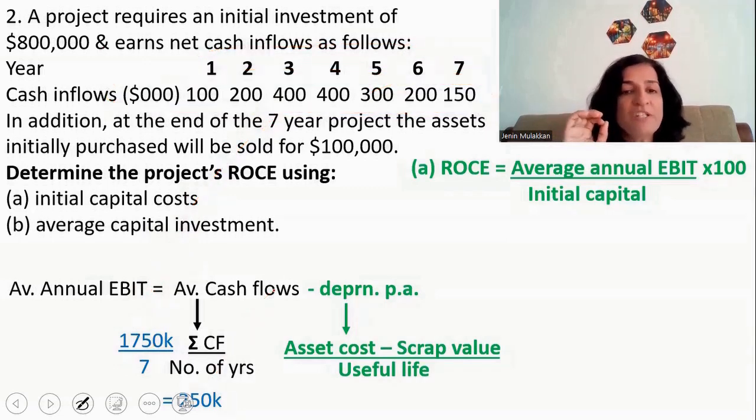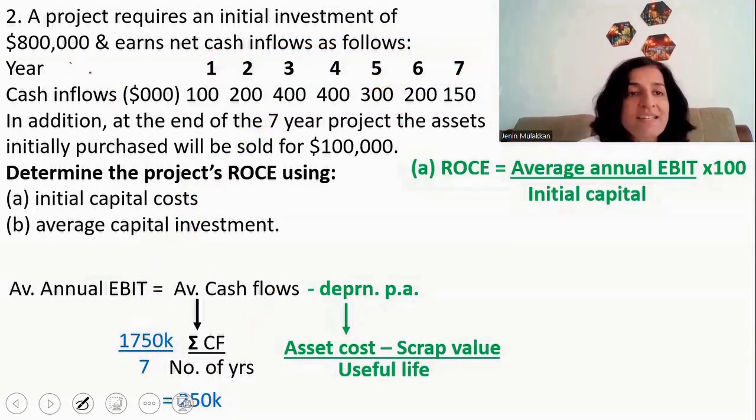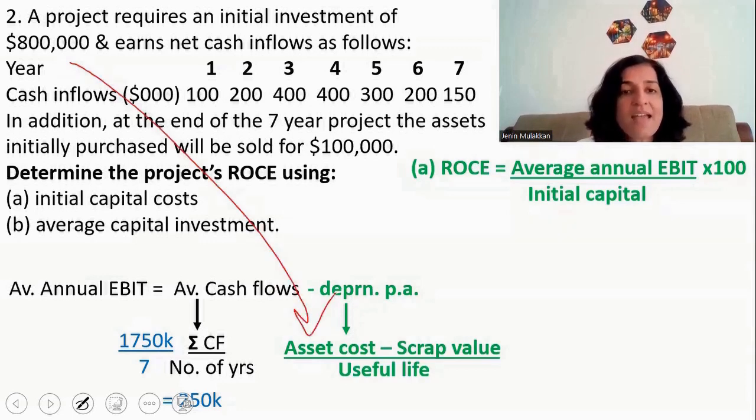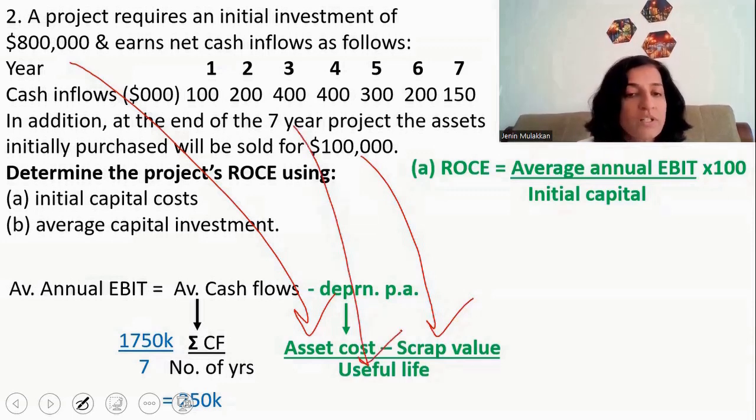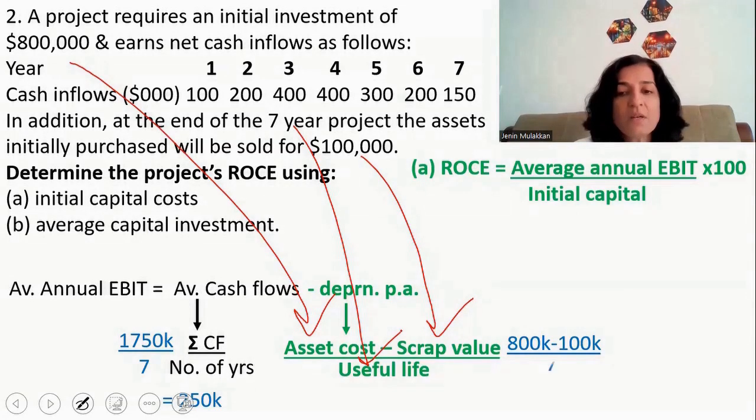Now coming to depreciation. What is the asset cost? The asset cost is 800,000, the scrap value is 100,000, and the useful life is 7 years. So the depreciation per annum comes to (800,000 minus 100,000) divided by 7, or 100,000.